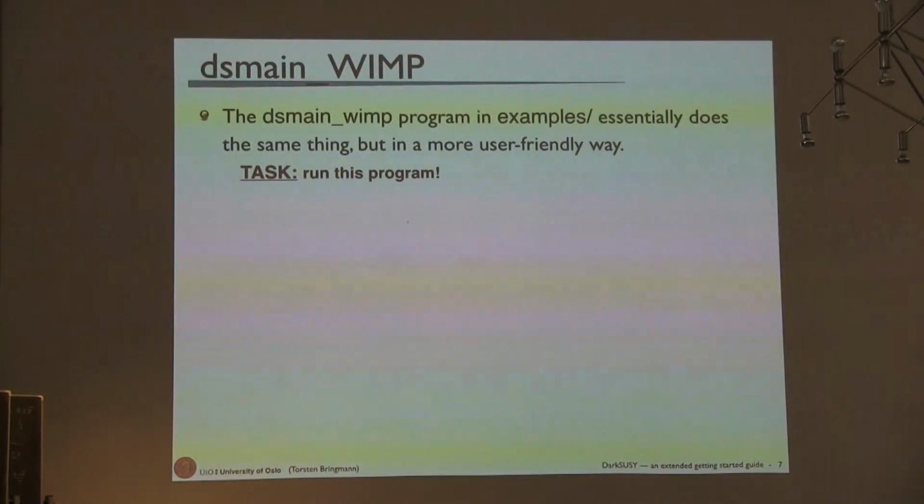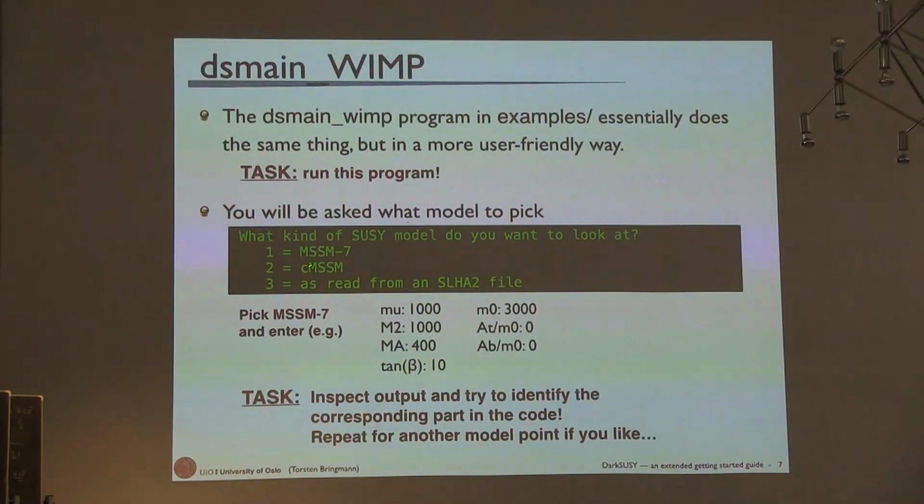Okay, so essentially, these 15 lines of code that you've just seen, that's what you need to know about Fortran. You actually don't need more Fortran knowledge in order to use DarkSUSY. This complicated program, ds main wimp, essentially does the same thing. And probably you have already tried to run it. When you do that, you will be asked to add some model that you want to test, and add parameters. So who has already tried to play around a little bit with this?